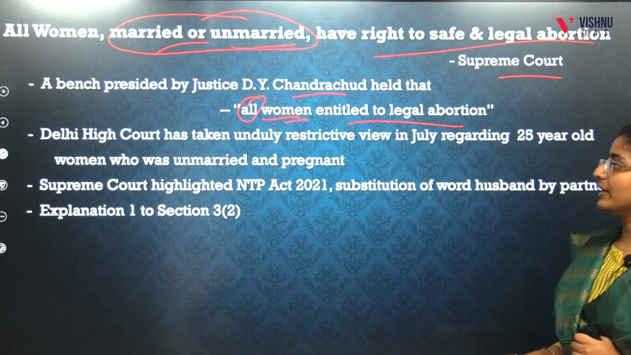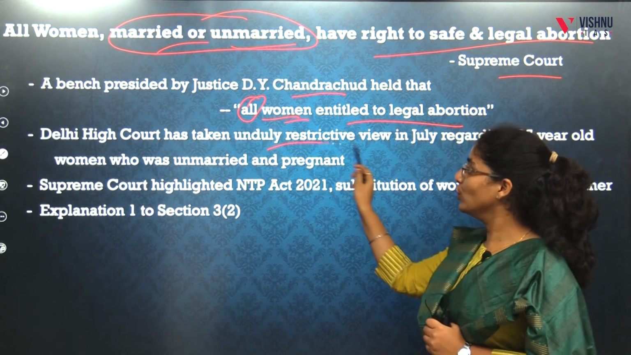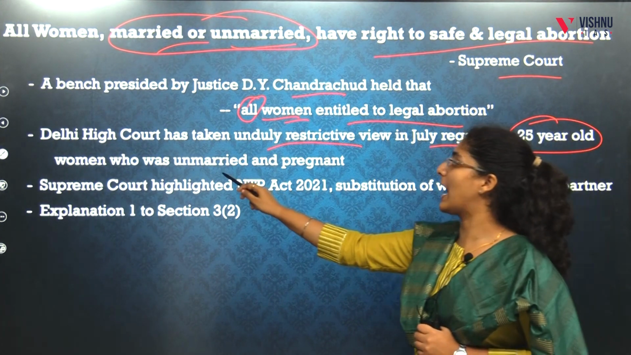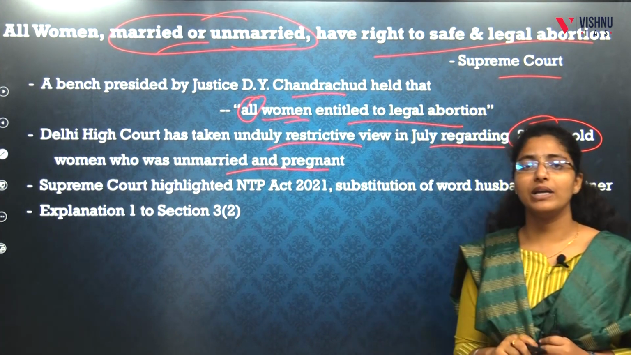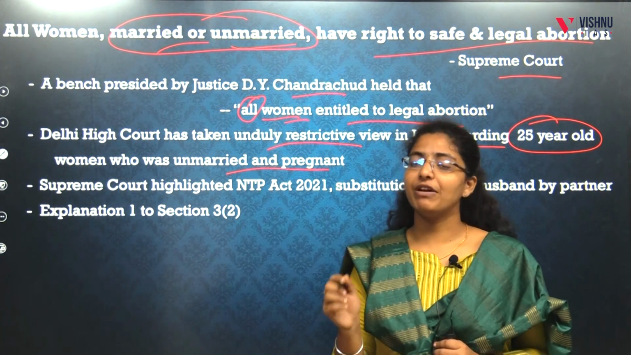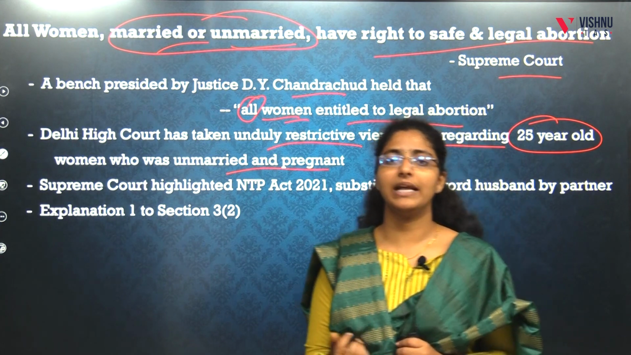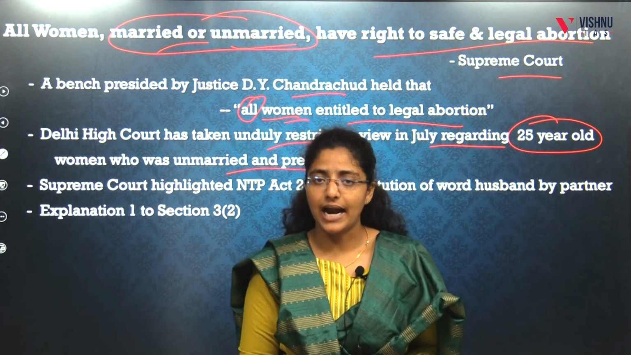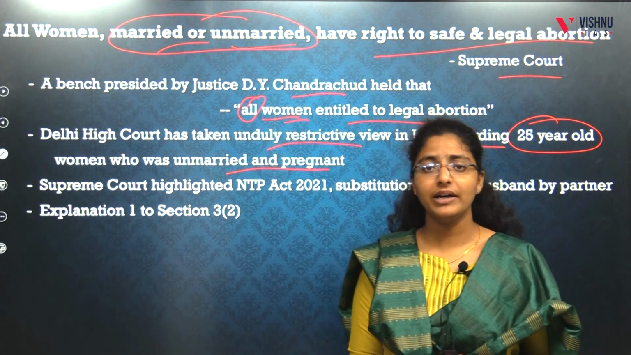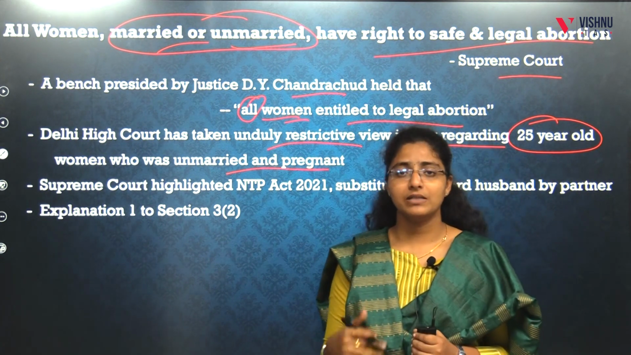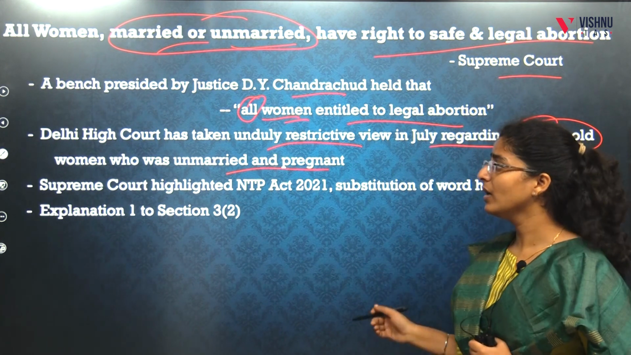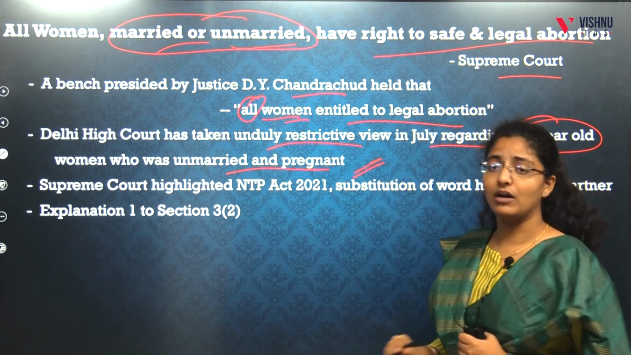Entitled to legal abortion. The Delhi High Court had taken an unduly restrictive view in July regarding a 25-year-old woman who was unmarried and pregnant. Here the story is that a woman of 25 years old approached the Delhi High Court saying that she had consensual sex with her partner, after which she got pregnant, and the partner was not willing to be a father to the child. So she decided to get an abortion.